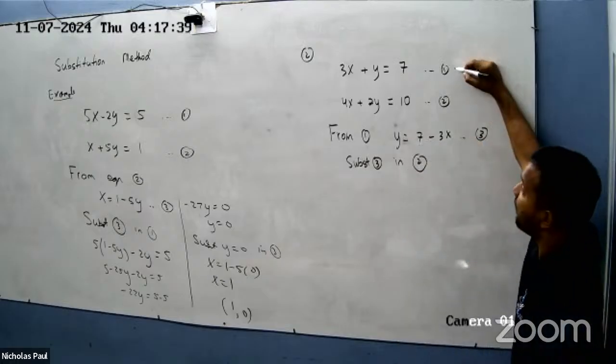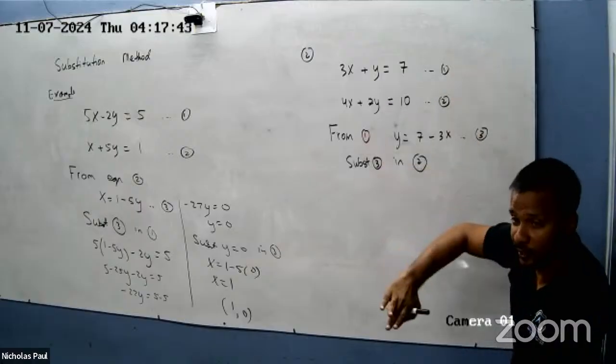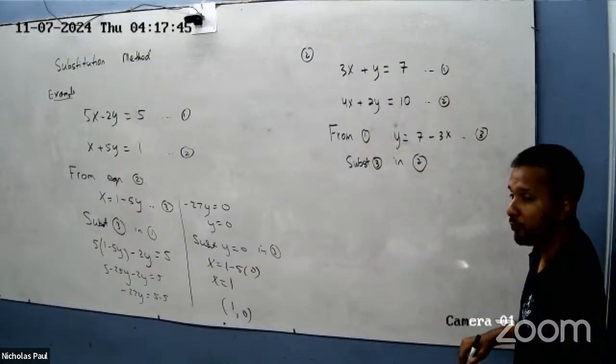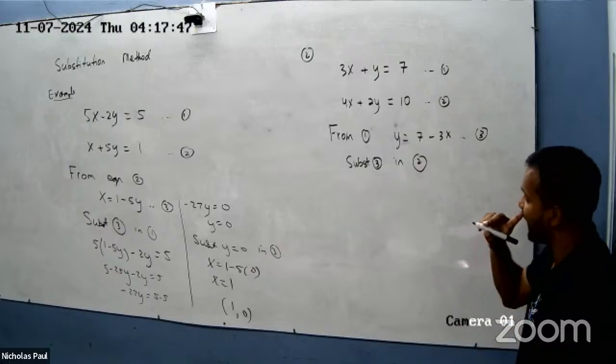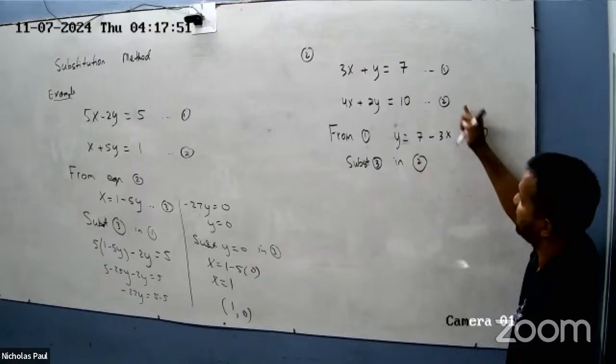Right? Never put it back into 1, right? If you put it back into 1, your whole equation goes to 0. Okay? So if you recognize that happened, more than likely you put the wrong one. Okay? So put equation 3 in 2.